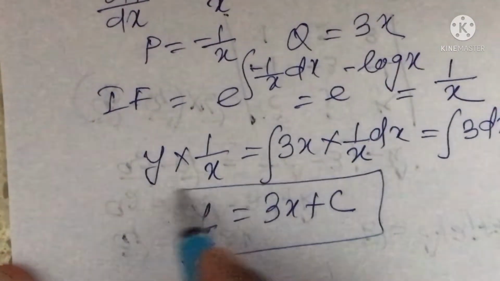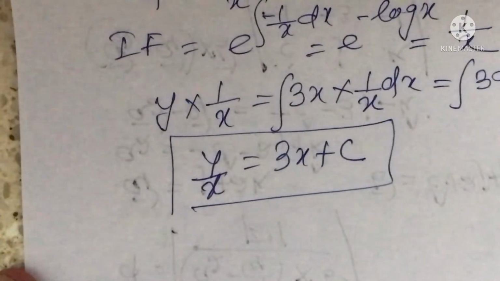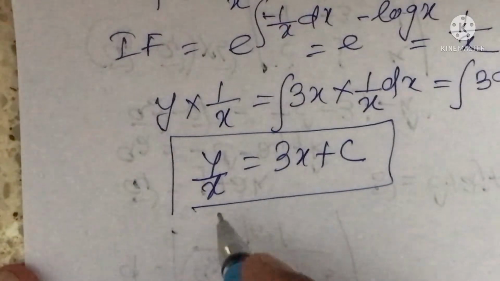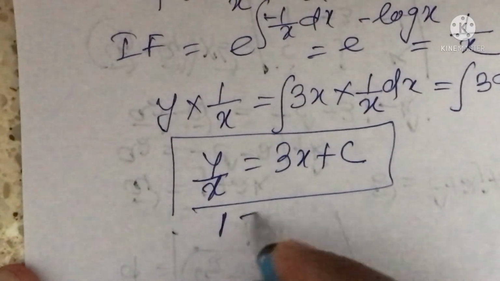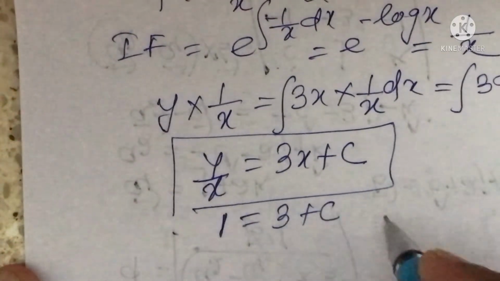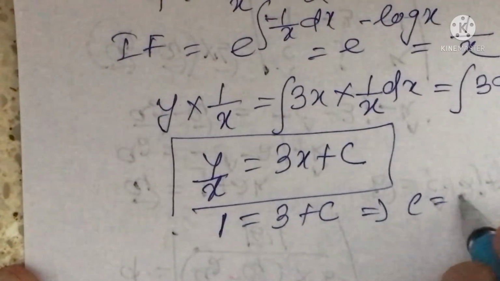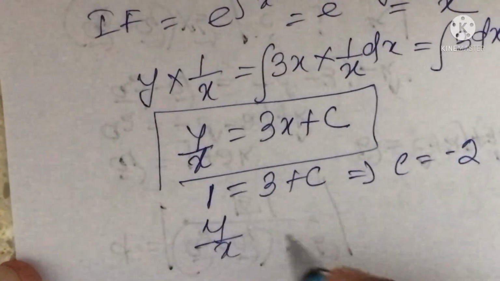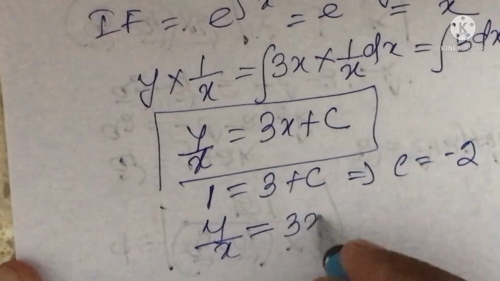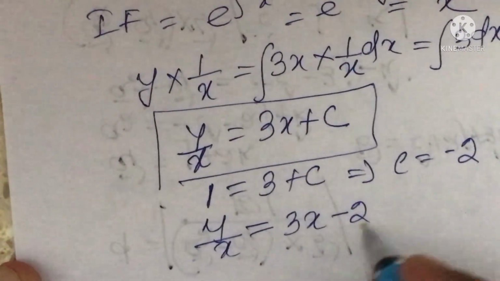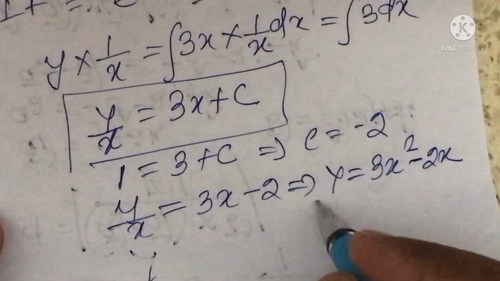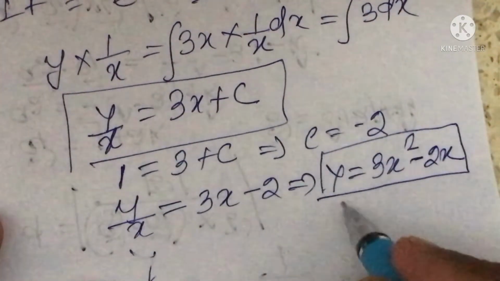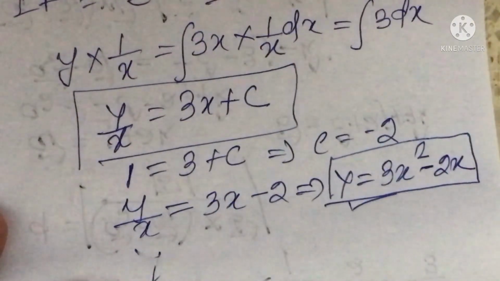Here this is the general solution. Given that y is equal to 1 when x is equal to 1, then we get 1 is equal to 3 + c, or c is equal to -2. So solution is y/x = 3x - 2, or we can write y is equal to 3x² - 2x, which is the solution of this differential equation.